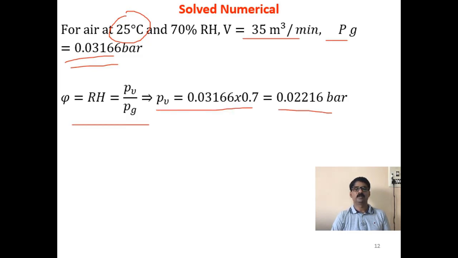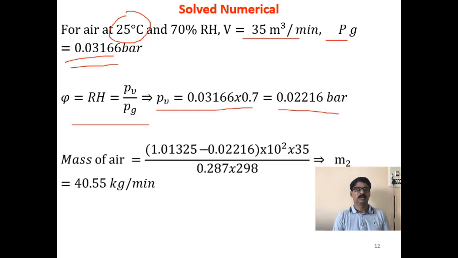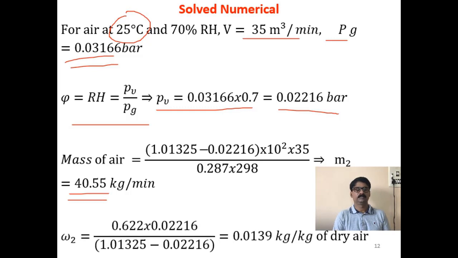So it will be 0.02216 bar, and the mass of air, the same formula, PA into VA by RT. So making proper substitution, M2 you will get as 40.55 kg per minute, and omega 2 is 0.622 PV divided by P minus PV formula. So you will get it as 0.0139 kg per kg of dry air. I will be going a bit faster because similar calculations you have to repeat for stream 2 also.